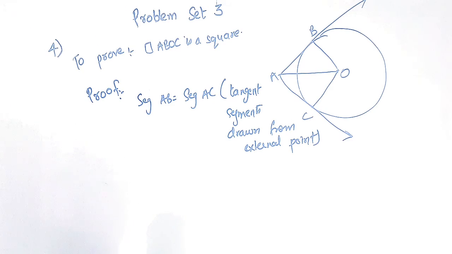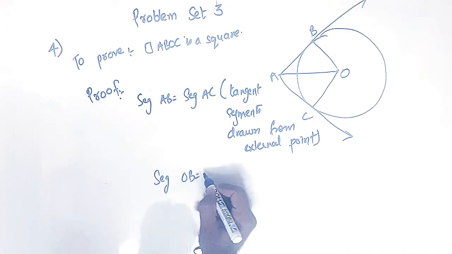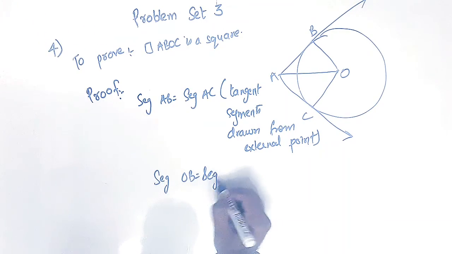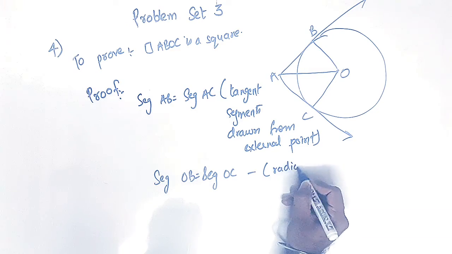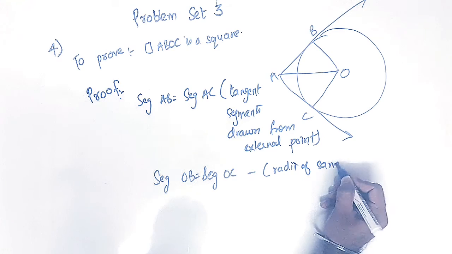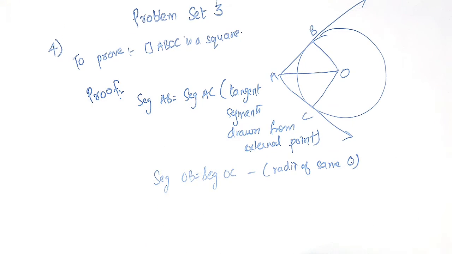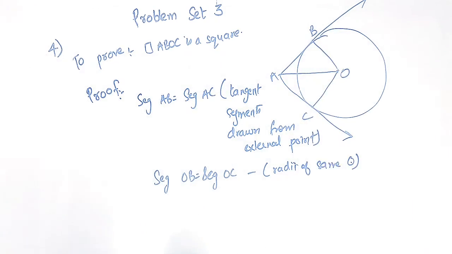Now, therefore, segment AB equals segment AC, and also segment OB is equal to segment OC. Why? Because they are radii of the same circle. Now if you observe, this angle B and C will be 90 degrees. So we'll write.